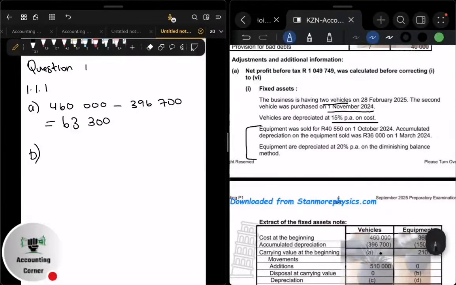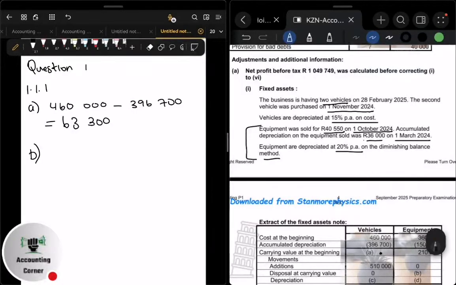Then we go to equipment. We're told equipment was sold for 40,550 on the 1st of October 2024. And we're told the accumulated depreciation on the equipment sold was 36,000 on 1st March 2024. Equipment is depreciated at 20% per annum on the diminishing balance method. Okay. So now, for this equipment sold, we need to record this disposal at carrying value. And which carrying value is this? It's the carrying value at the date it is sold.